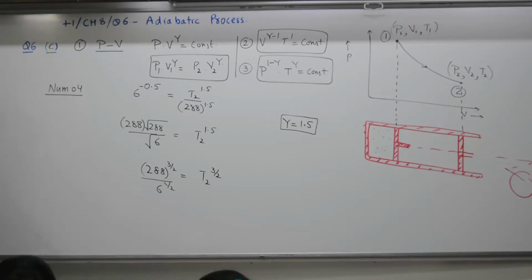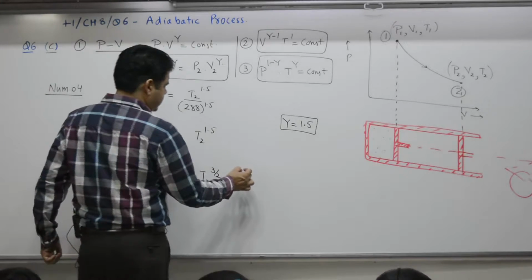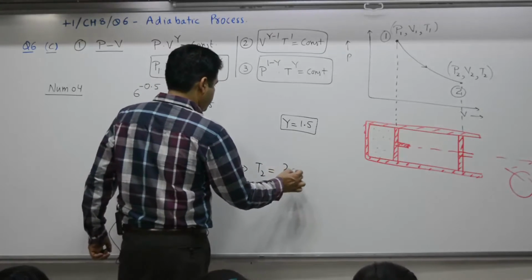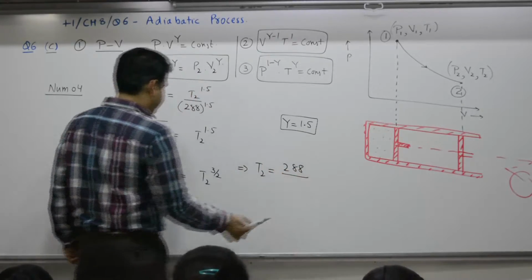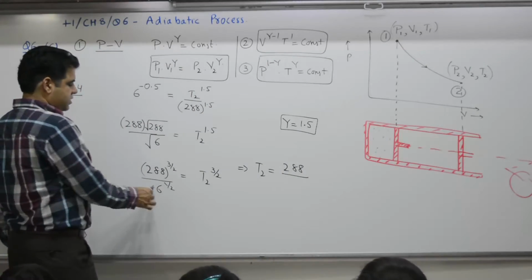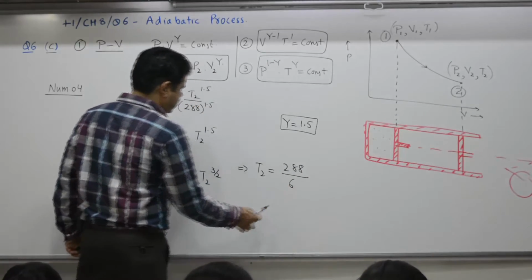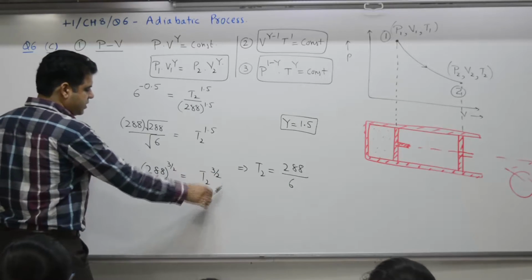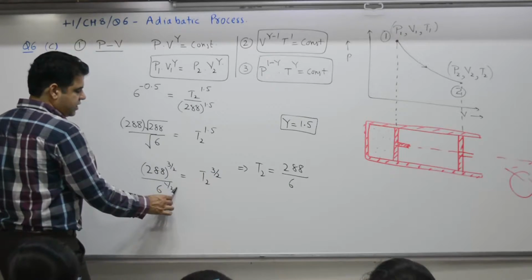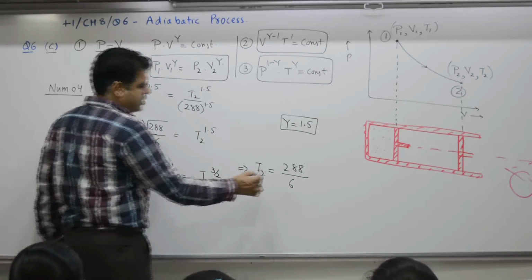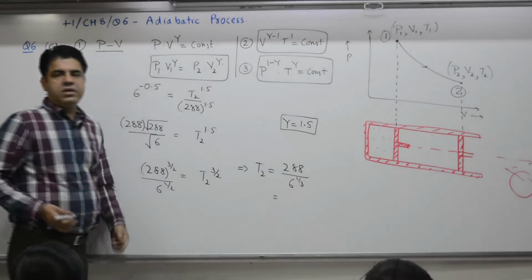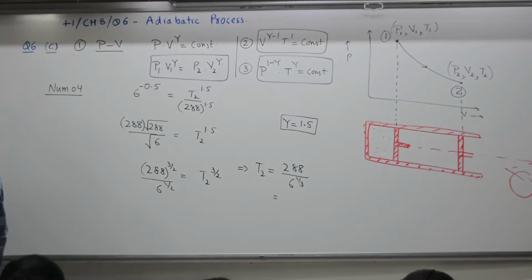What you get is T2 is equal to 288 divided by, yes, cube root of 6, isn't it? Taking 2 by 3 power on both sides, 2 by 3 of this, 2 by 3 of this, 2 by 3 of this. When you take 2 by 3 of this, that means what? 6 power 1 by 3. It is equal to what? 6 cube root of 6.